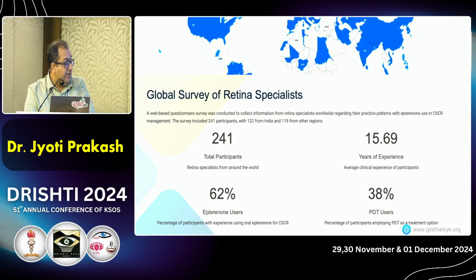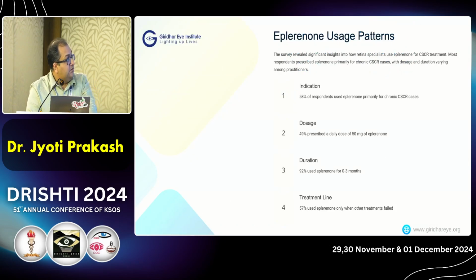Following which, the only other options available with us are eplerenone and micropulse laser, and for an extrafoveal leak, the standard laser. So the patterns found were that 58% of the respondents used it primarily for chronic CSCR. 49%, about half of them, gave a dose of 50 milligrams of eplerenone. 92% used it for 0 to 3 months, and 57% of the people used it when other treatments had failed.